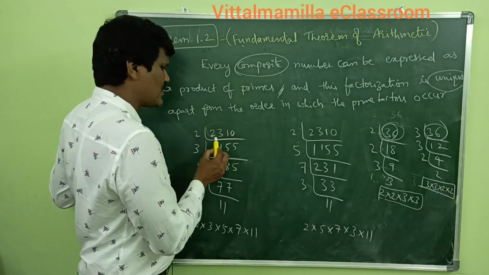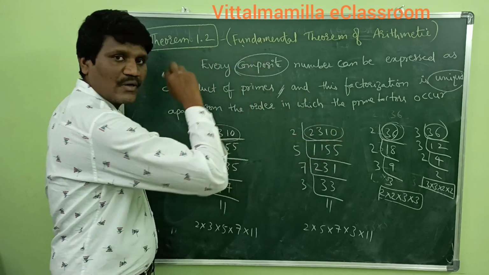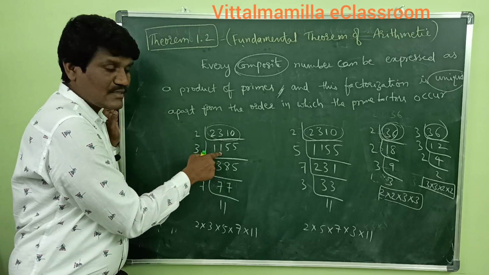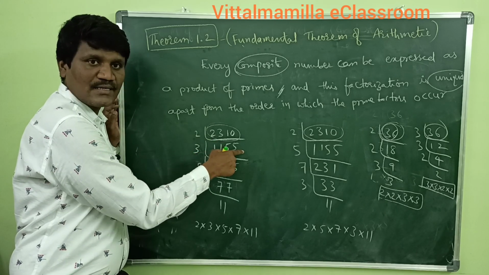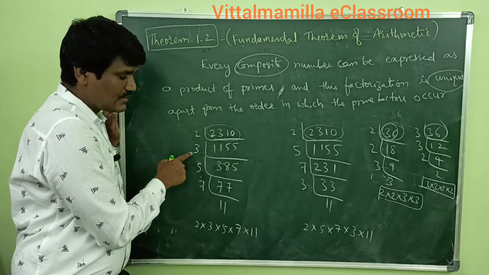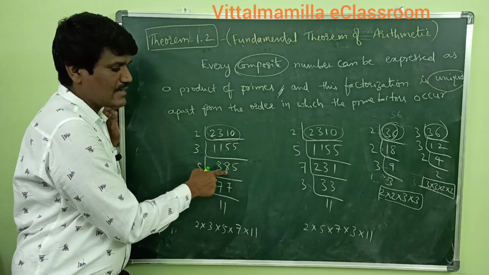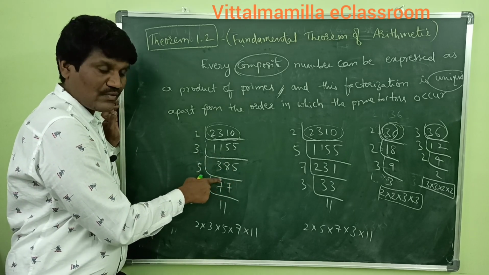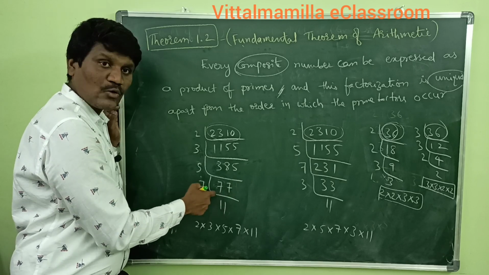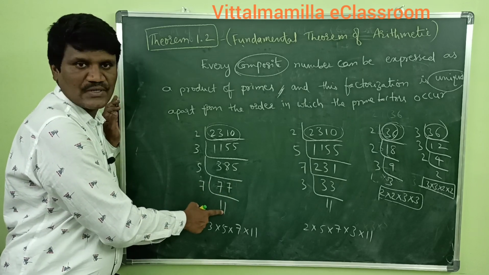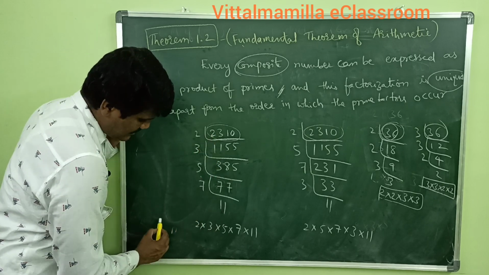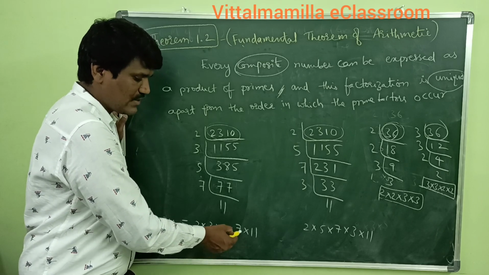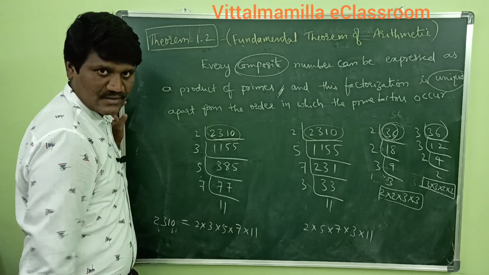Suppose I take 2310 as a number. I may start from 2: 2 1s are 2, 2 1s are 2, 2 5s are 10, 2 5s are 10. Again 3: 3 3s are 9, 3 8s are 24, 3 5s are 15. Again by 5: 5 7s are 35, again 5 7s are 35. Now it will go by 7: 7 11s are 77. Now 2310 I can write as 2 into 3 into 5 into 7 into 11. This is the prime factorization.